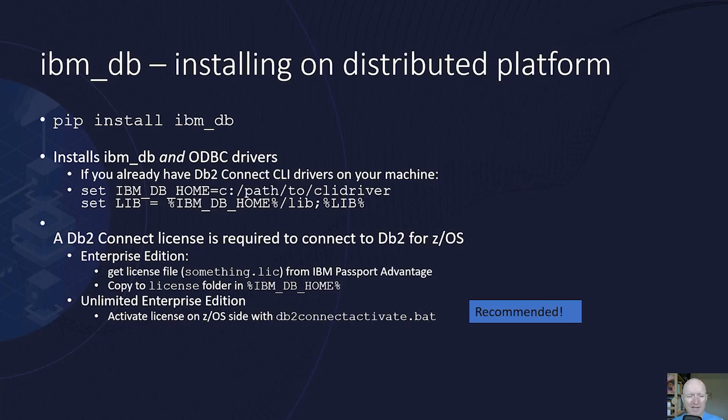As mentioned, you need a DB2 Connect license to connect to DB2 for z/OS. If you have what's known as the Enterprise Edition, you have to obtain a license file from IBM Passport Advantage and then copy it into the license folder where the CLI driver is installed. The recommended solution is to have the unlimited Enterprise Edition and then activate the license on the z/OS side with a db2connectactivate program, which is part of that license activation kit. When the license is installed on the z/OS side, you don't have to worry about installing a license on every client that is connecting to DB2 for z/OS.